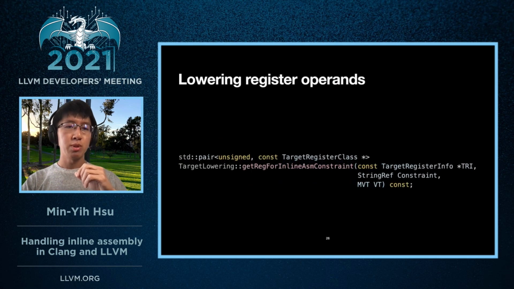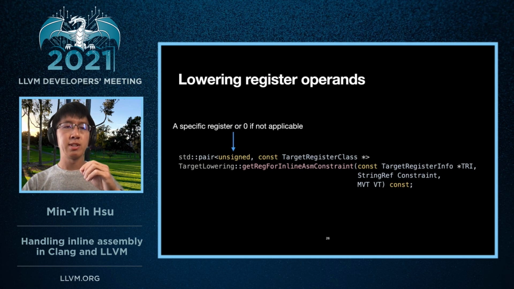First, let's talk about register operands. Here we're dealing with getRegForInlineAsmConstraint under TargetLowering. The purpose of this function is to tell the CodeGen framework what the acceptable register to pick is for a given register constraint. So the return result will be a pair. The first element in this pair is, if this register constraint corresponds to a specific register, you put it in as the first element. If you don't care, just put a 0. In that case, CodeGen will pick a register from the register class designated by the second element of the return value.